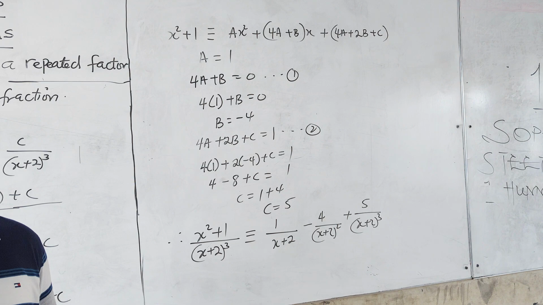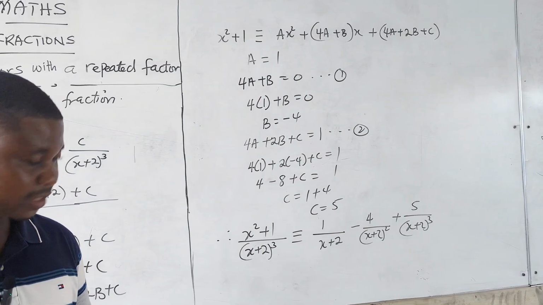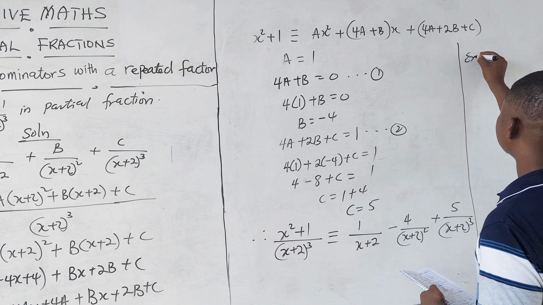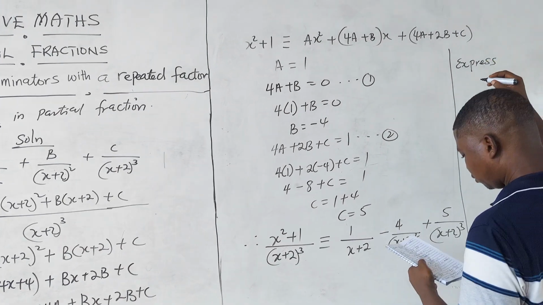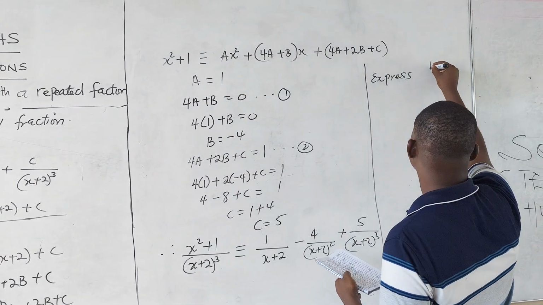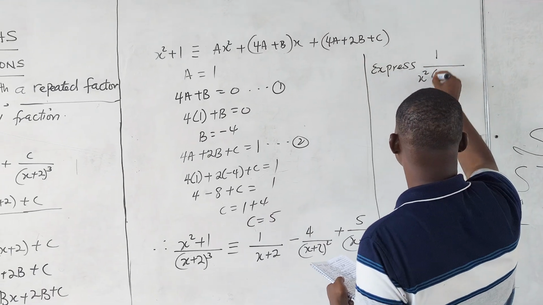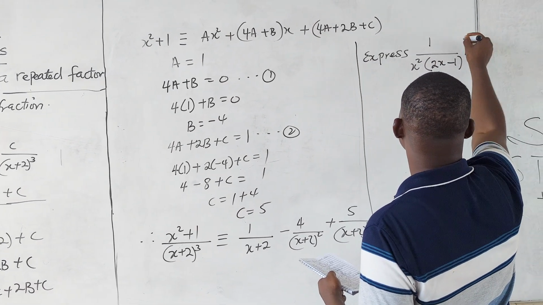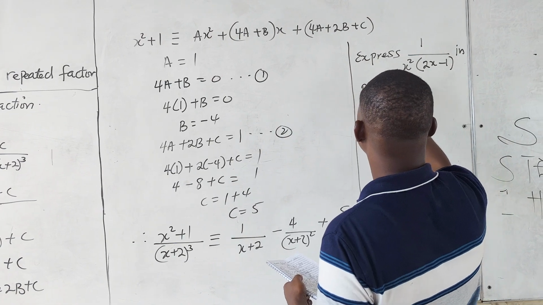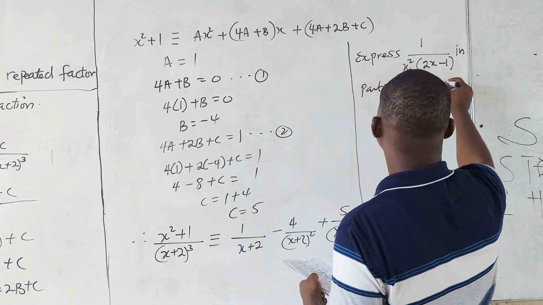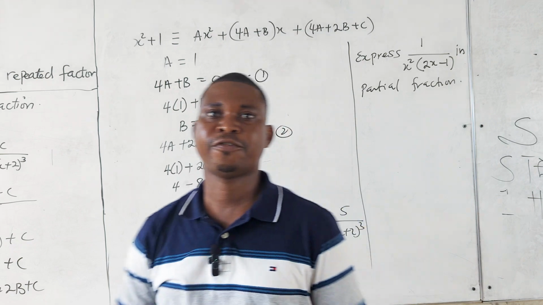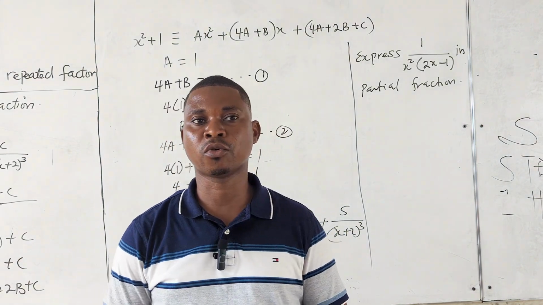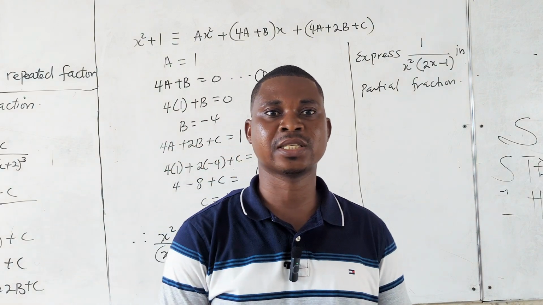So let me give you one question to try on that. And the question is, you are supposed to express 1 over x squared into bracket 2x minus 1 in partial fraction.